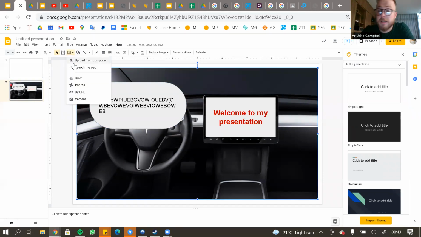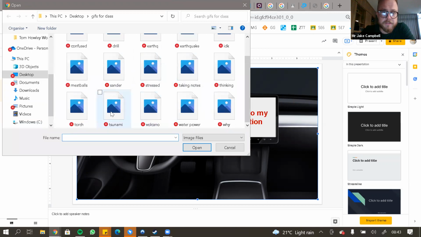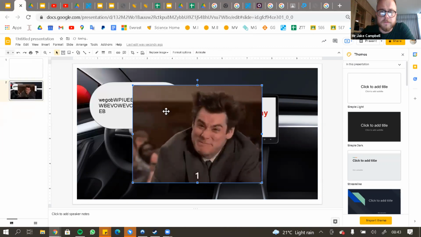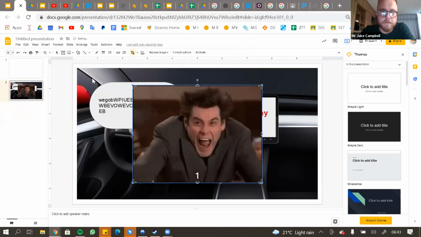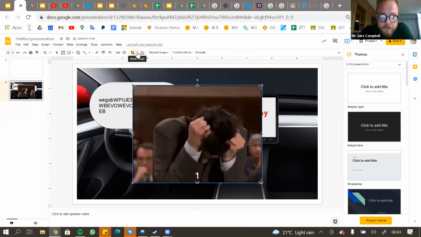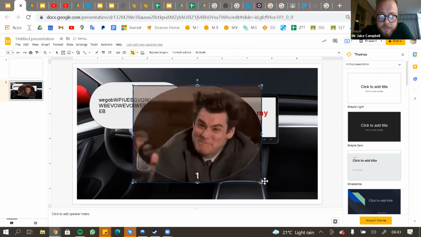And then class, you can upload GIFs. If you save a GIF from the internet, see, I've got all my GIFs here. So let's find the stressed one. Again, and then you can double click it. You can change the shape of it. If you double click your picture, then Shapes, you can change it to whatever you want.